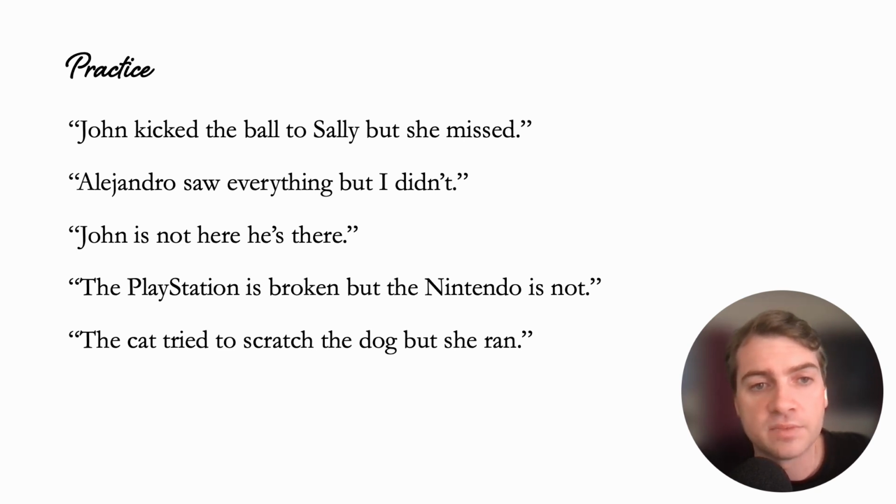The PlayStation is broken, but the Nintendo is not. The Nintendo is not what? That would be the key question we would have to ask ourselves there, right? So it wouldn't make sense on its own. It can't live without the PlayStation is broken, all right? The last one, the cat tried to scratch the dog, but she ran, okay? Again, the cat tried to scratch the dog, period, complete sentence all by itself. But she ran, the conjunction is but, she ran is the dependent clause, okay?